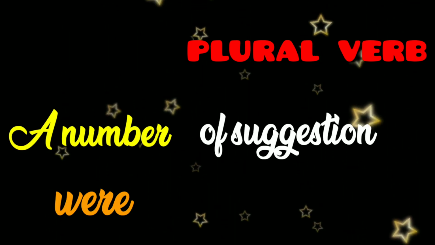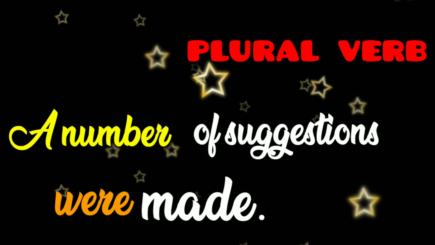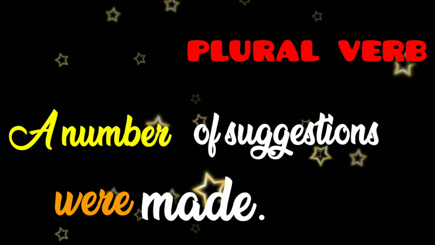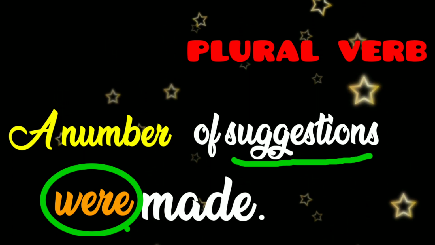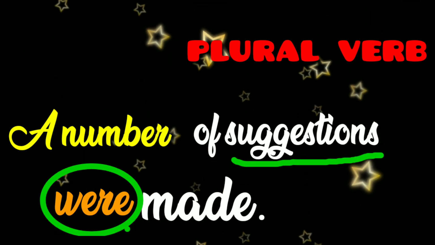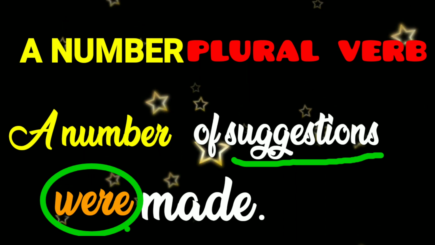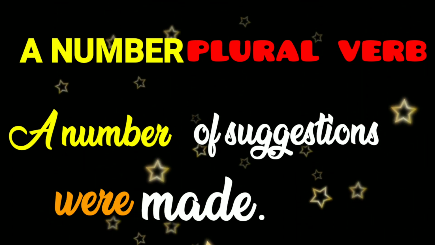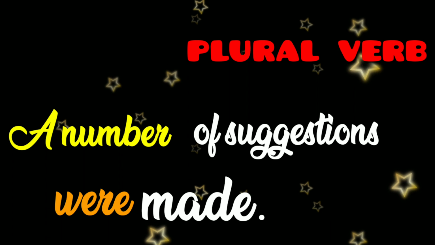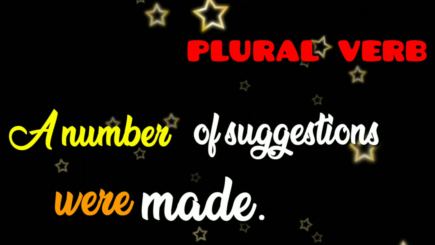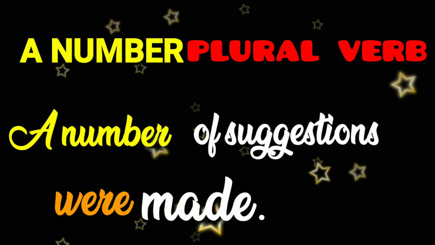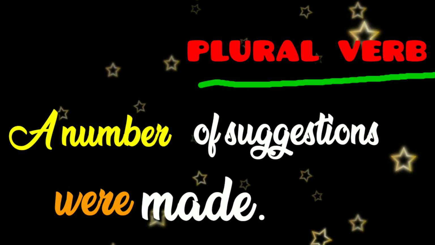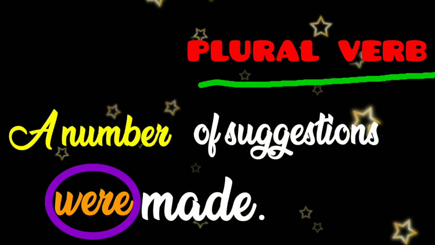A number of suggestions were made. In this sentence, we have used the plural form of the verb were regardless of the subject suggestions. Whether the subject is plural or singular, still we will focus on the rule that every time we use a phrase, a number, it should always be followed by a plural form of the verb. That's why were is being used in the sentence.